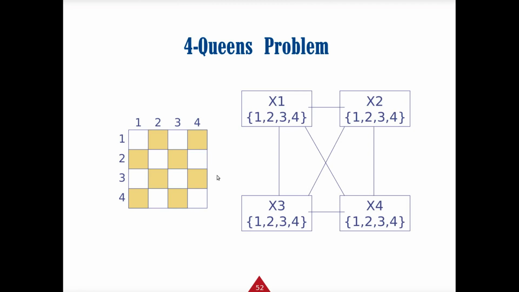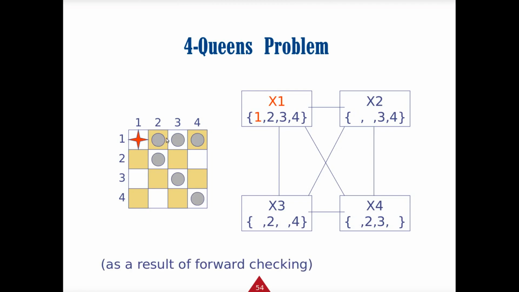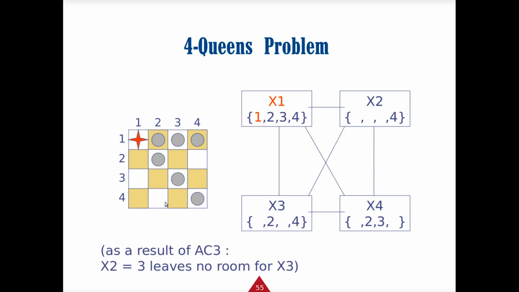To show how this works for the four queens problem, let's walk through this algorithm. We're going to start with X1. We're basically just going to put it in the first spot. Sometimes you can just randomly pick spots to make it a little more interesting. Now we're going to go to X2. Notice here we're eliminating the domains for all the other variables after this. And then if you're using AC3, X2 leaves no room for X3.